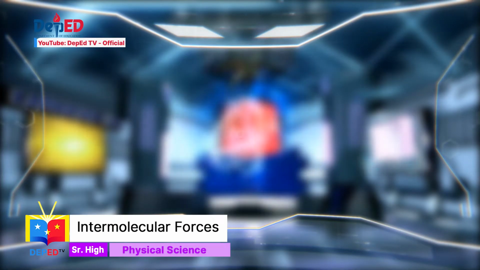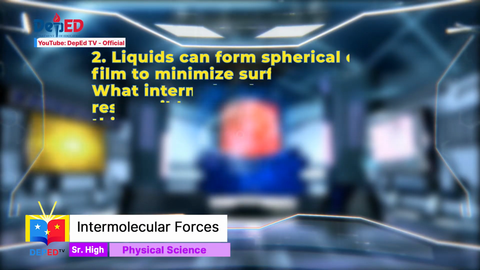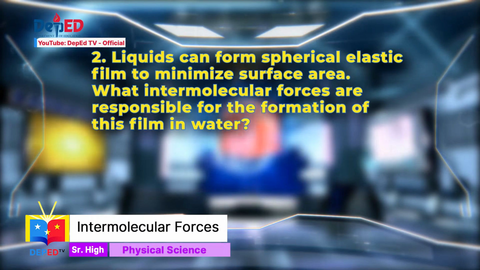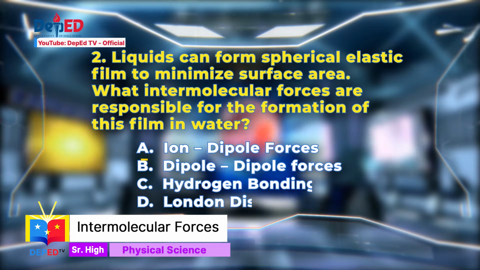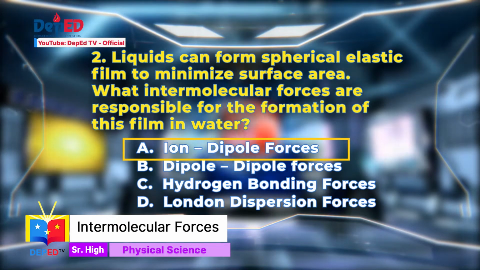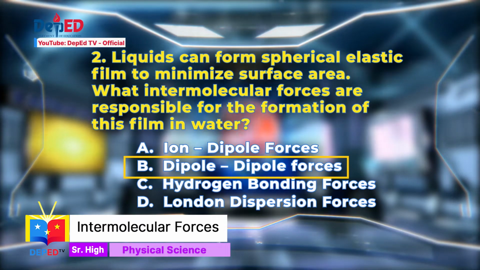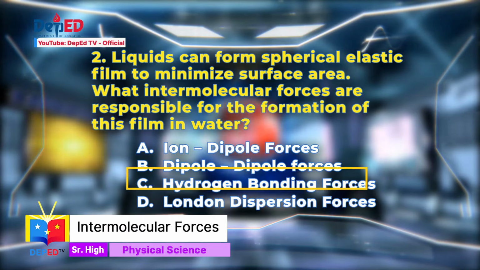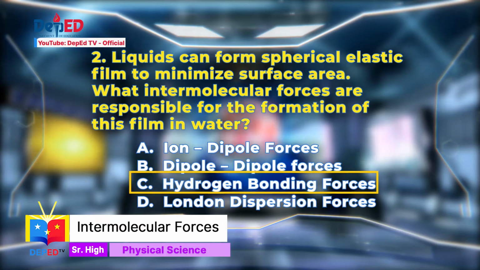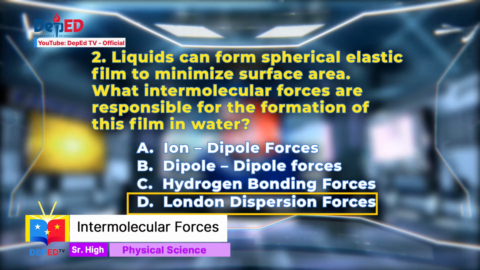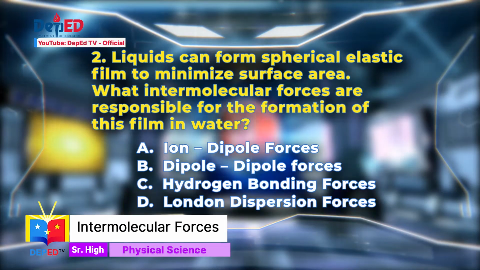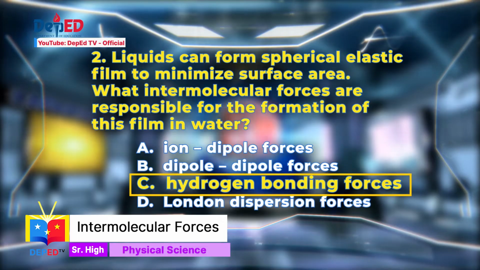Number 2. Liquids can form a spherical elastic film to minimize surface area. What intermolecular forces are responsible for the formation of this film in water? A. Ion-dipole forces. B. Dipole-dipole forces. C. Hydrogen bonding forces. Or letter D. London dispersion forces. This is made possible by letter C, hydrogen bonding.